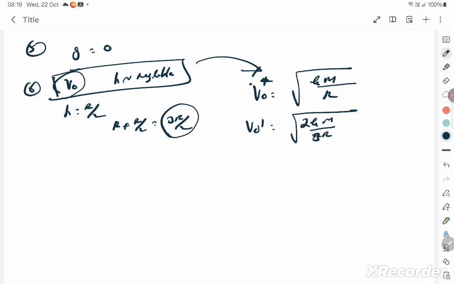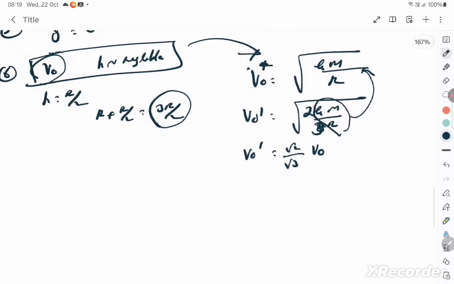So the 2 goes up. And you already know root of GM by R from the first equation is V0, the initial one. So V0 dash is root 2 by root 3 times the original velocity with which it was going. So this was one of the MCQs. Again, I hope you understood the question.